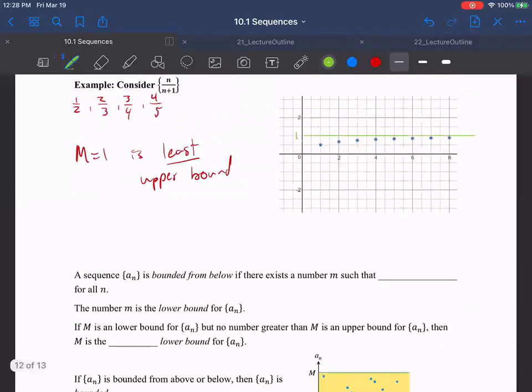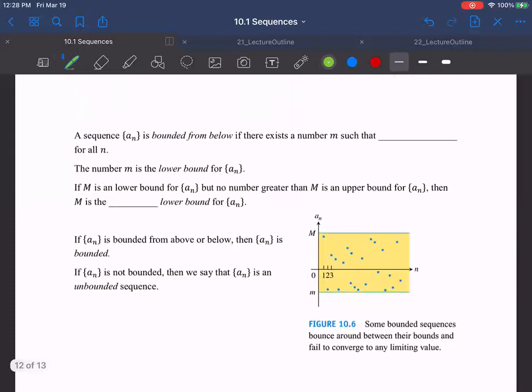So similarly, a sequence a sub n is bounded from below if there exists a number, and we'll do little m here, such that m is always less than a sub n. Okay, so same sort of thing, we just never get below that point for all n. The number m is a lower bound for a sub n. I should say, I think it should read a lower bound, not the.